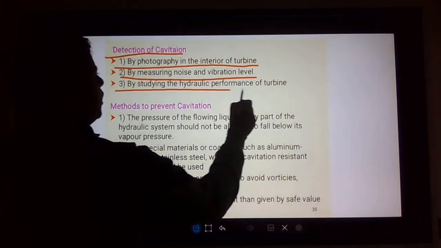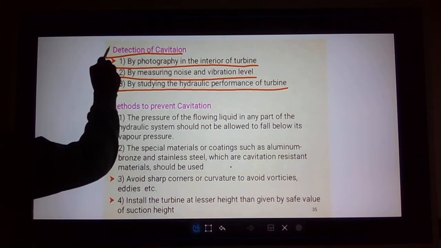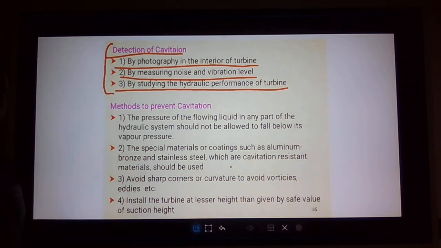By studying the hydraulic performance of the turbine: if the hydraulic performance of the turbine keeps declining and is not the same as before, then definitely there can be some cavitation, due to which the performance is declined. So in this way you are able to detect that there are factors like cavitation in your machinery.